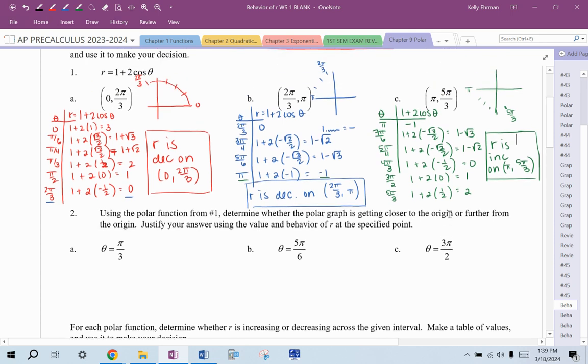All right. Using this polar function from number 1, so same problem, determine whether the polar graph is getting closer to the origin or further from the origin. I think it's farther. I mess this up all the time. Or farther from the origin.